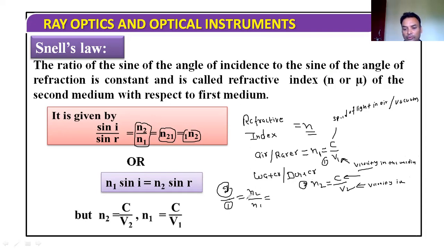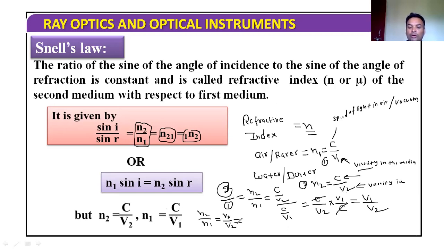So write the value of n2. n2 is C upon V2 and n1 is C upon V1. So this can be written as C upon V2 into V1 upon C. So C is cancelled, and we are left with V1 upon V2. So what we got? We got n2 divided by n1, it is nothing but a ratio of the velocities, V1 upon V2.